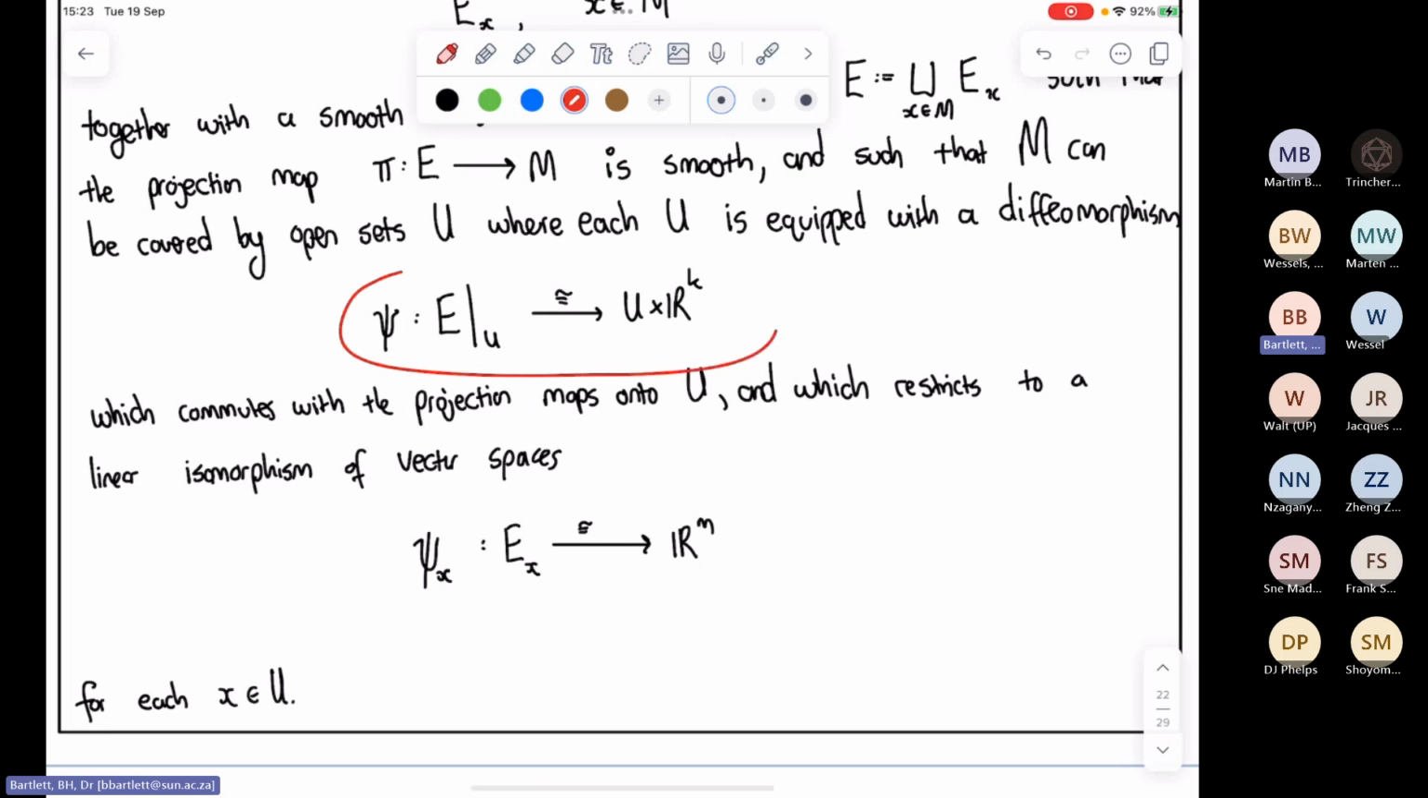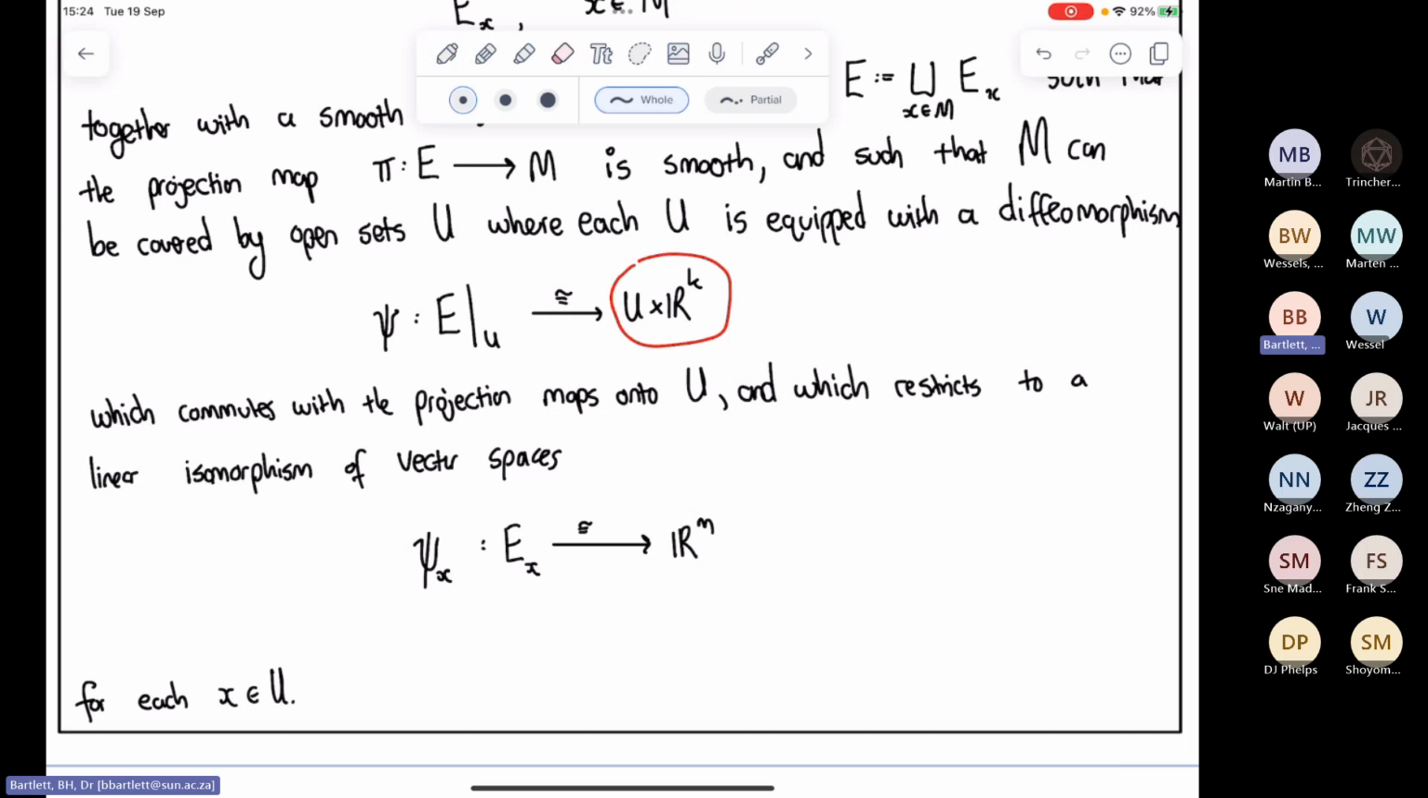This axiom is saying that the bundle is locally trivial because this thing here is a trivial vector bundle. Whenever you just have a product bundle, that's called a trivial vector bundle. So we're not saying that globally the vector bundle E is equal to M cross R^k, but we are saying that locally it's equal to U cross R^k.